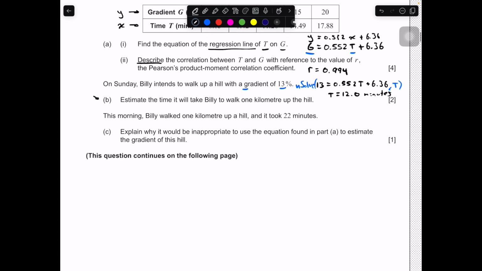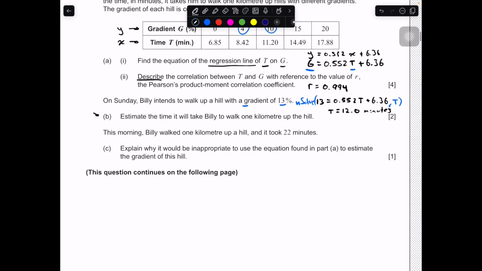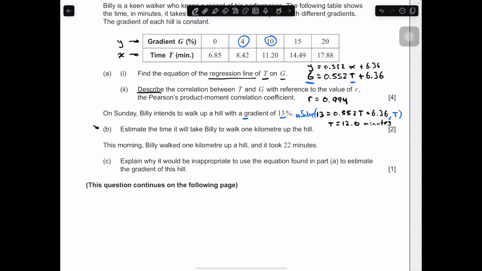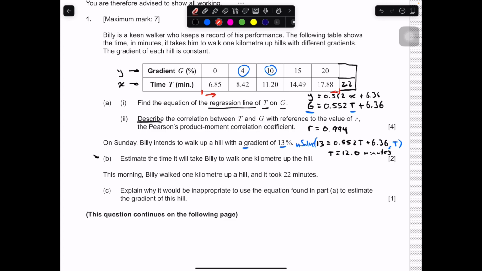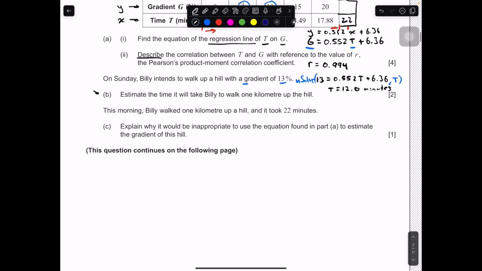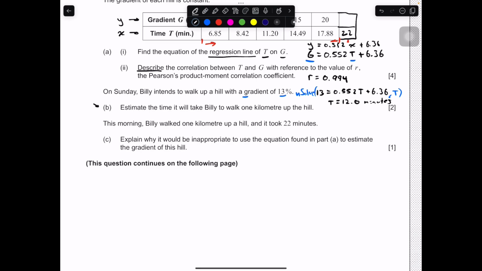This morning, Billy walked 1 kilometer up a hill and it took 22 minutes. Explain why it would be inappropriate to use the equation found in part A to estimate the gradient of this hill. So here we are. Let's imagine we have this value and it takes him 22 minutes. One thing that we notice is that we have a range of times from 6.85 all the way to 17.88, but this value of 22 is actually beyond the set of values for which we collected data. So what does that mean?